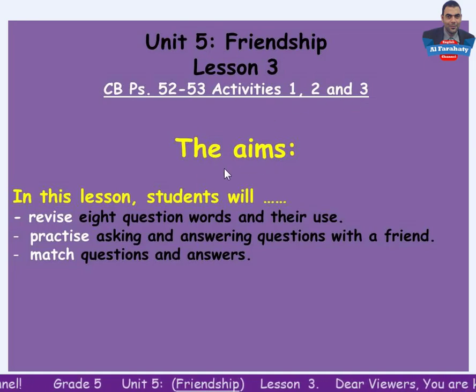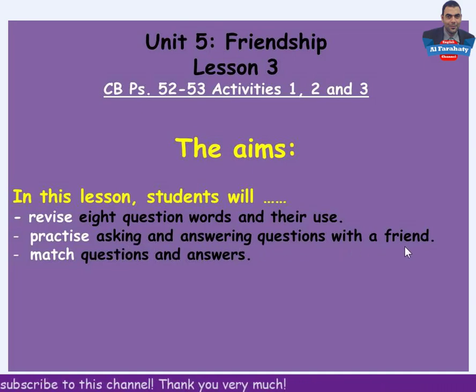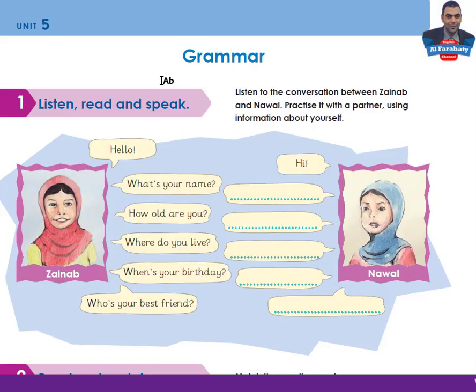The aims. In this lesson, students will revise 8 question words and their use. Practice asking and answering questions with a friend. Match questions and answers. Let's go to page 52 of your class book. Grammar. Activity 1. Listen, read, and speak. Listen to the conversation between Zainab and Nawal. Practice it with a partner, using information about yourself.